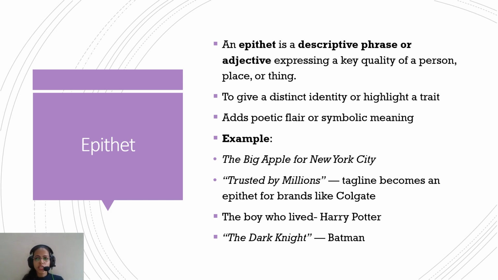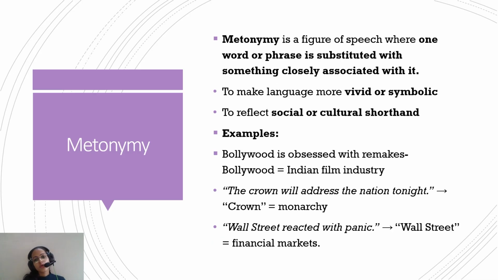Now there are so many noodles in the market, but for the longest time, 2 minute noodle had been an epithet, like a quick food. The Dark Knight again for Batman. So all these are phrases that encapsulate a descriptive quality of what is being described. Okay. Metonymy. What is metonymy now? It's a figure of speech where one word or phrase is substituted with something closely associated with it. So it is used to make language more vivid and symbolic. It reflects social and cultural shortcuts.